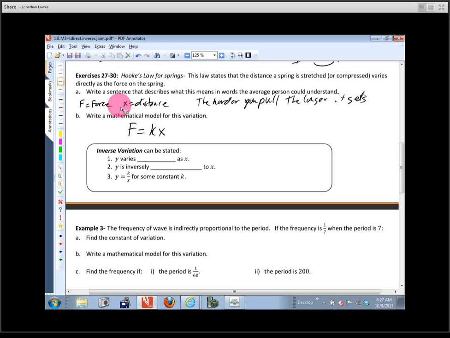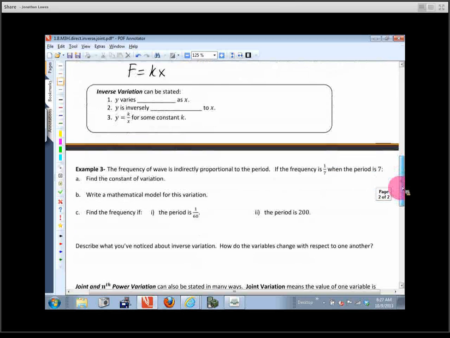Any questions? Okay, the next two we're going to go through fairly quickly. The next one is called inverse variation, and we can say y varies inversely. Let me spell this correctly.